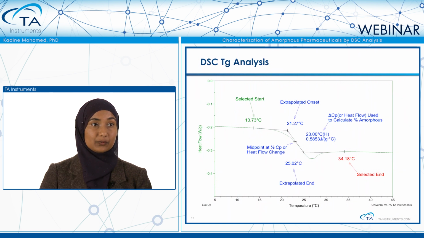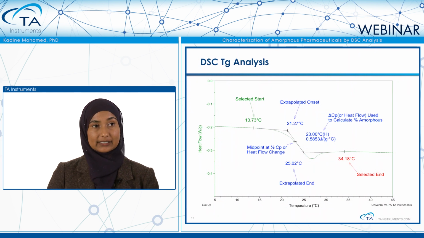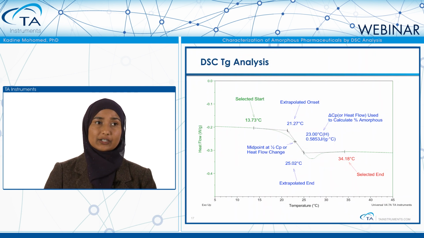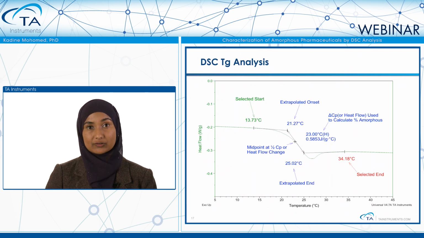Next, what's defined would be the slope of the step change, and from that we get an intersection of the extrapolated onset, which is the tangent to the slope and the tangent to the selected start region, as well as the extrapolated end set. The extrapolated end set is an intersection between the tangent of the slope and the tangent of the selected end position. The extrapolated onset and end set gives you the width or the breadth of the glass transition.